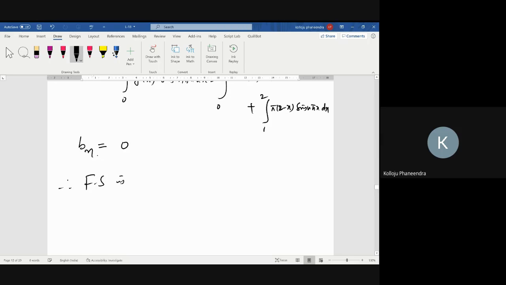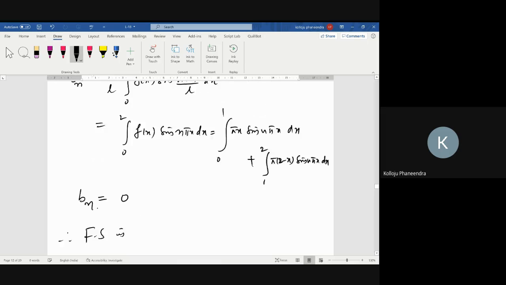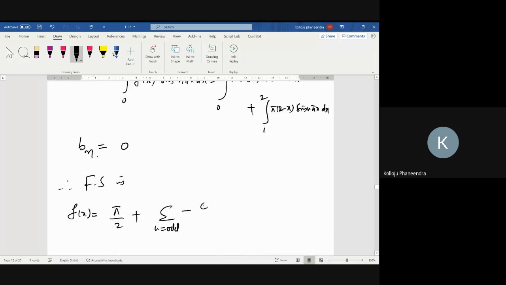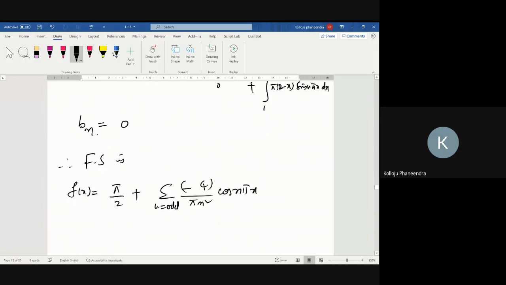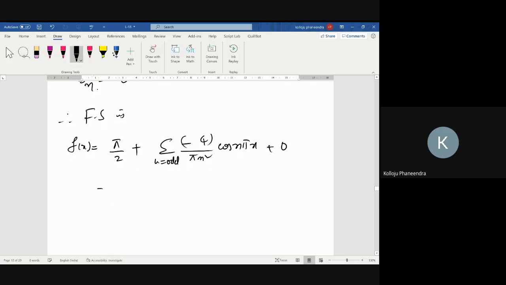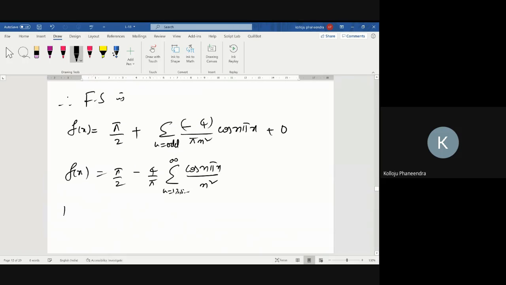Fourier series is f of x equal to, what is a naught value? A naught value pi by 2 plus summation n is odd, and what is this value? Minus 4 by pi n square, cos n pi x by L, L value 1, and bn 0. So this is pi by 2 minus 4 by pi summation cos n pi x by n square. N is odd, 1, 3, 5 and so on to infinity, right? This is f of x, and put x equal to 0. This is the Fourier series. Put x equal to 0.